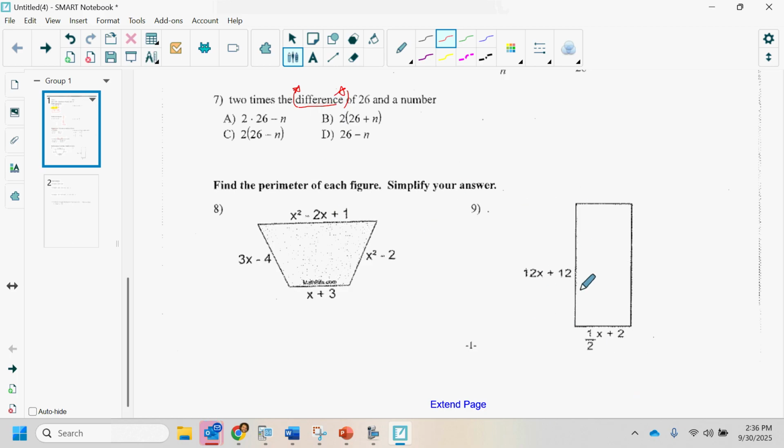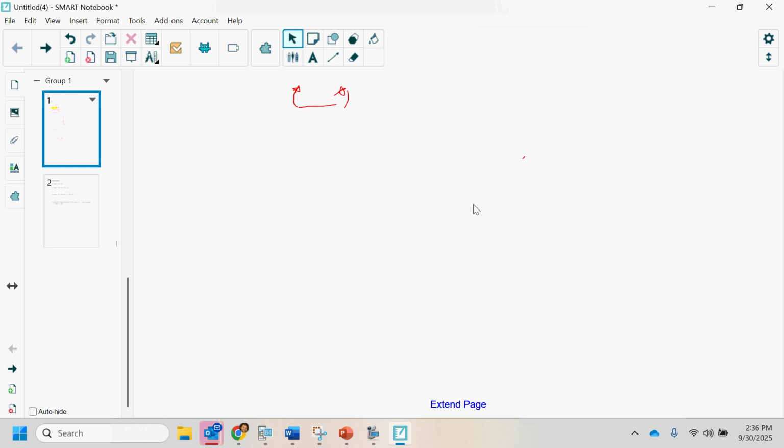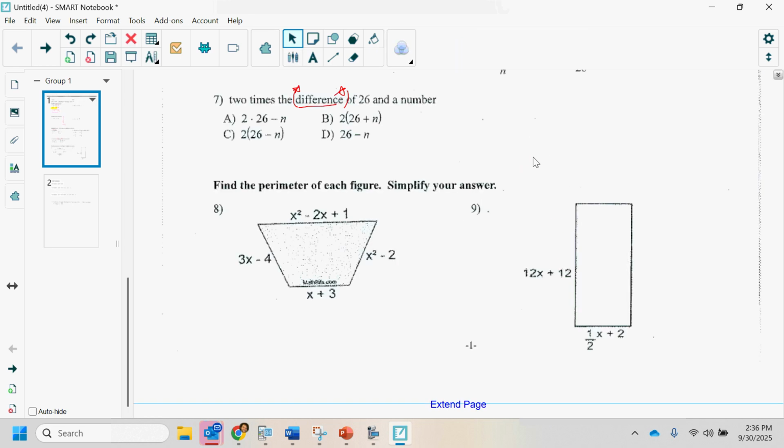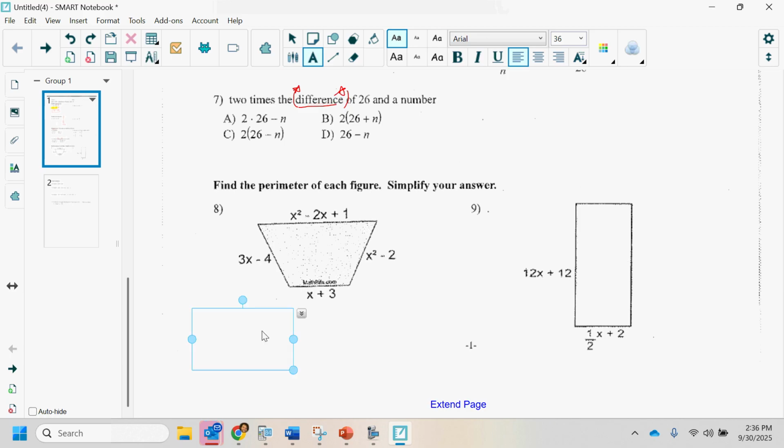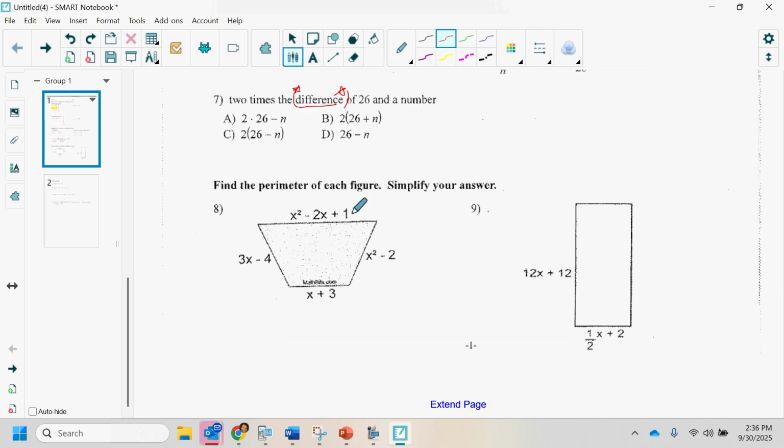So remember Mr. Fisher said that we could, hello, where'd we go? We could, it's adding up all the outside, right? And so what we want to do is just write down everything with a plus sign between it. So it's x squared minus 2x plus 1, right? That's the top, the side, plus x squared minus 2, and then plus x plus 3, and plus 3x minus 4.